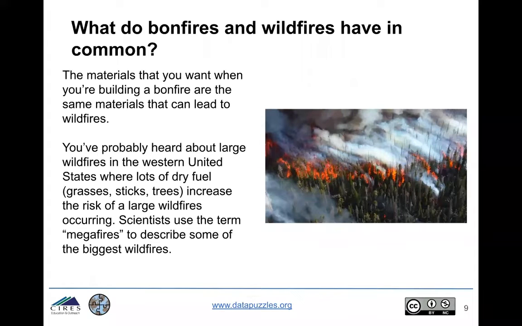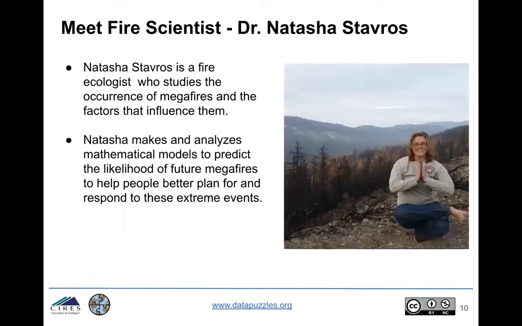We'll use that opening scenario in this slide as a segue to introduce Dr. Natasha Stavros, who is the featured scientist in this data puzzle and who helped curate the data set for this resource. So through the opening scenario, segueing from how you make bonfires, that's similar to how these large wildfires start. Natasha is somebody who studies the occurrence and frequency of megafires and factors that influence them. She makes and analyzes mathematical models to predict the likelihood of future megafires and to help people better plan for and respond to these extreme events.